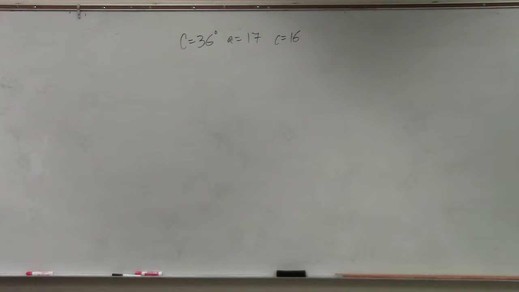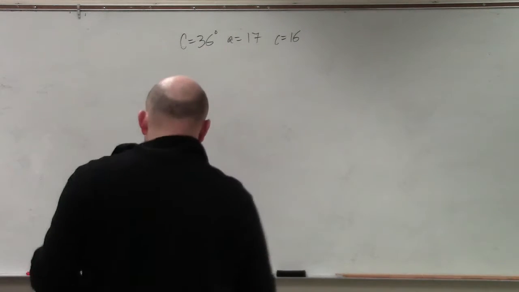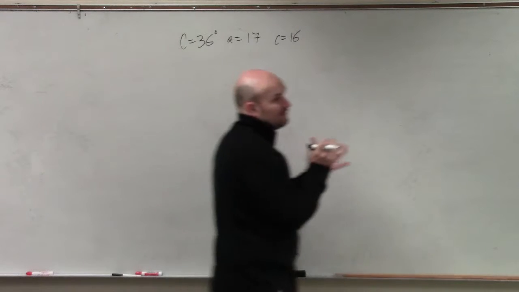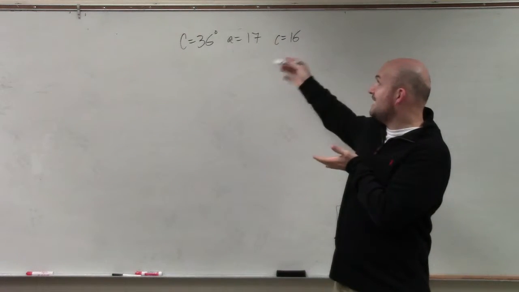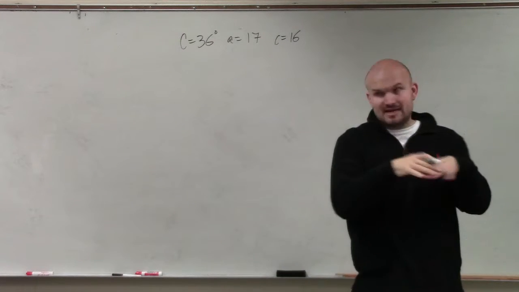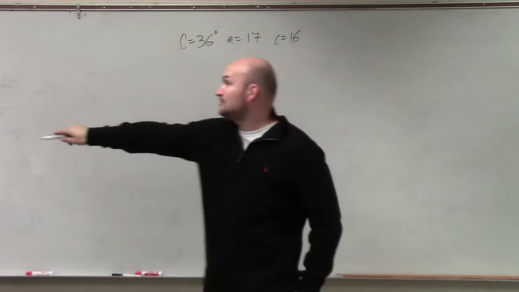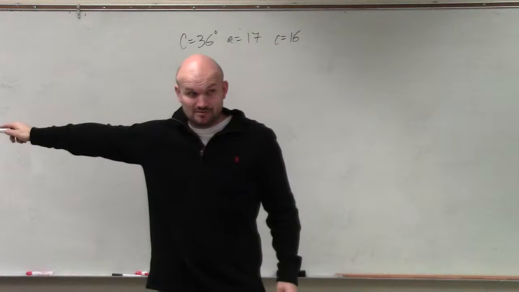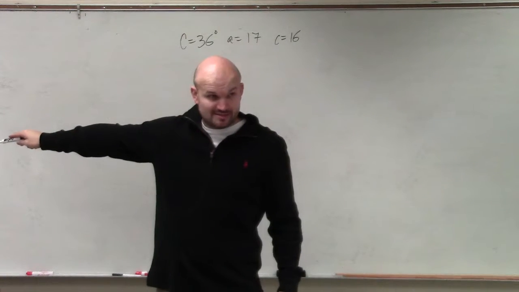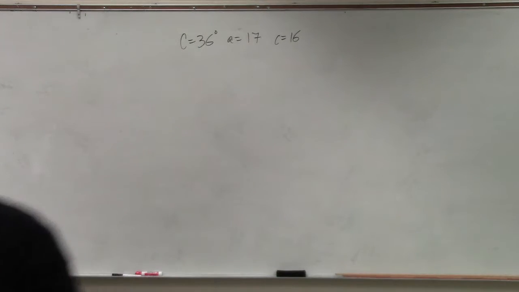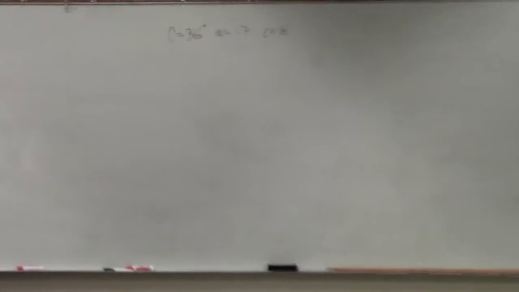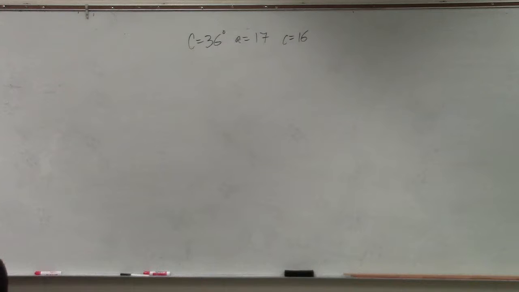So in this case, ladies and gentlemen, what we want to do is they're asking us to identify if we have an ambiguous case. Do you guys automatically notice that we have an angle and two sides, right? Lowercase are sides, uppercase is an angle. So whenever we have two sides and an angle, we have the ambiguous case. It's 1, 2, or no triangles. Would everybody agree? OK?